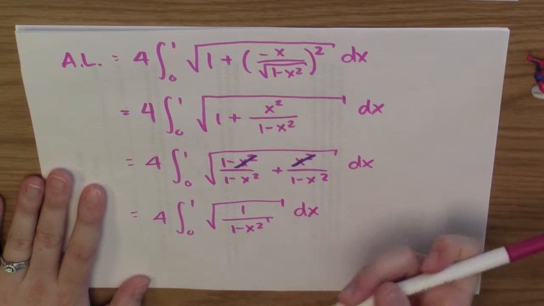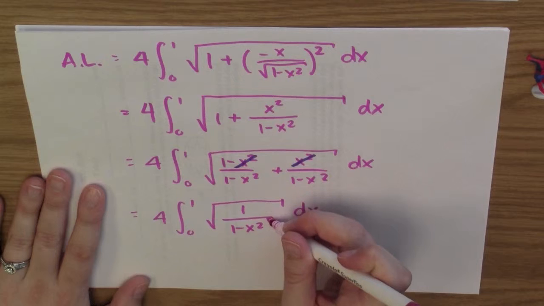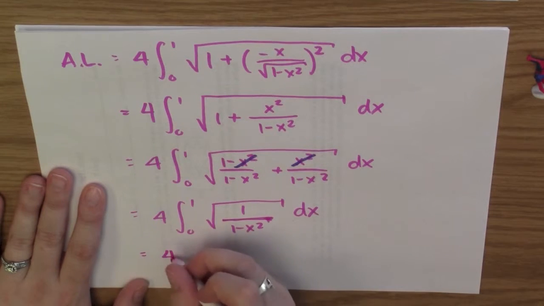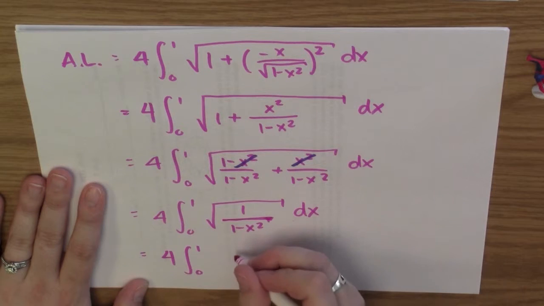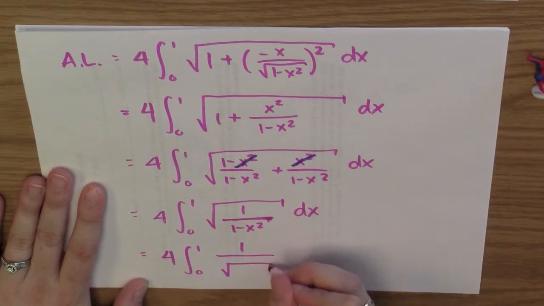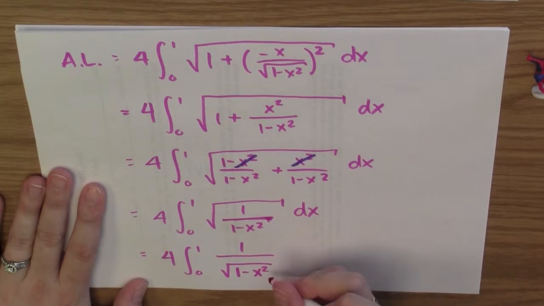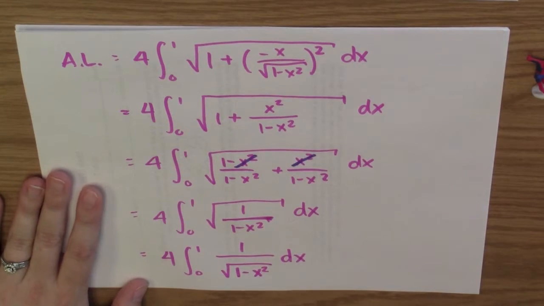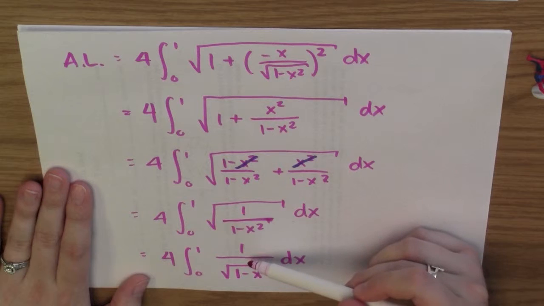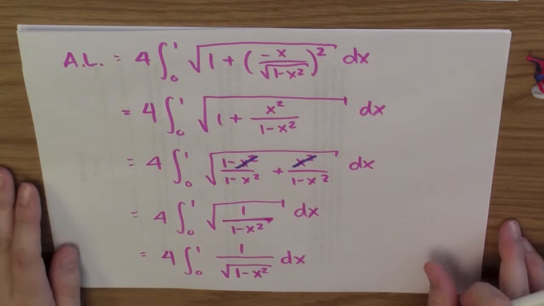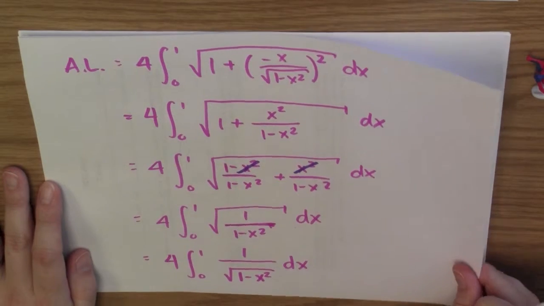Now I can take the square root of the top and the bottom separately. The square root of 1 is just 1. So what I'm left with is 4 times the integral from 0 to 1 of 1 over the square root of 1 minus x squared, dx. Taking the square root of the top, the square root of 1 is 1, and taking the square root of the bottom is the square root of 1 minus x squared. So this is what I'm looking at.